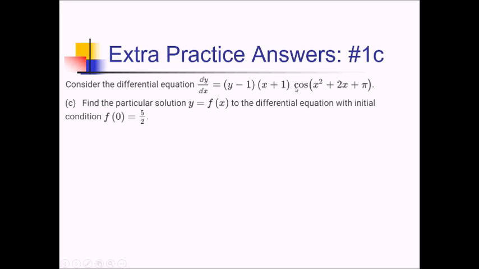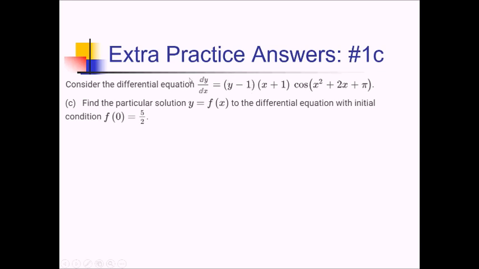For this problem, I want to find the particular solution of y equals f of x to this differential equation with initial condition f of 0 equals 5/2. So this is going to get a little crazy. First thing we need to do is see if we have to separate variables. Since I have a y, an output variable, in the differential equation, that means that yes, I need to separate my variables. So I'll start by dividing both sides by y minus 1.